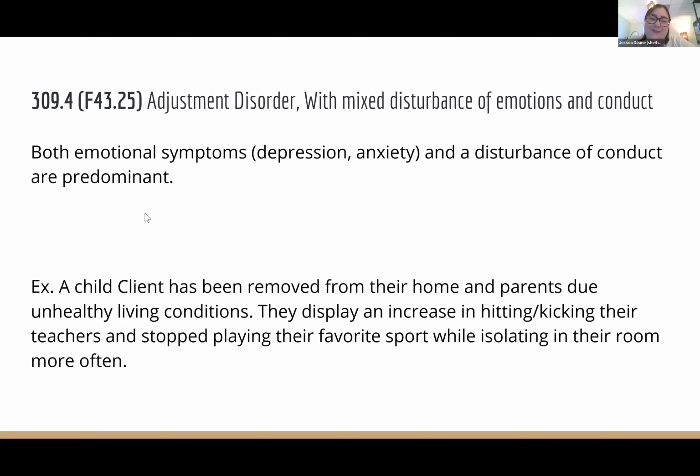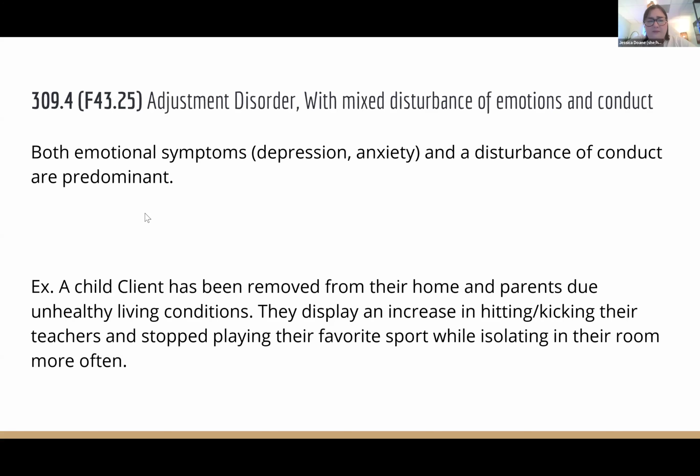Next, adjustment disorder with mixed disturbance of emotions and conduct. So I mentioned this earlier, but this means that both emotional symptoms, depression and anxiety, are showing as well as the disturbance of conduct. The example here, a child client has been removed from their home and parents due to unhealthy living conditions. So there's the stressor. They display an increase in hitting and kicking their teachers and stop playing their favorite sport while isolating in their room more often. So here we've got the isolation falling under depression.